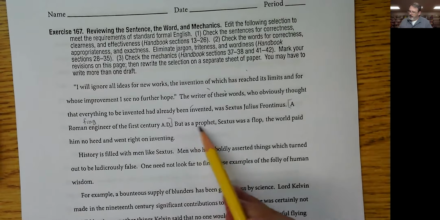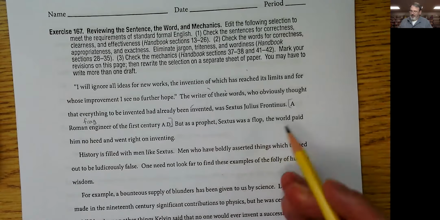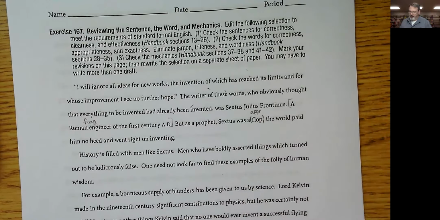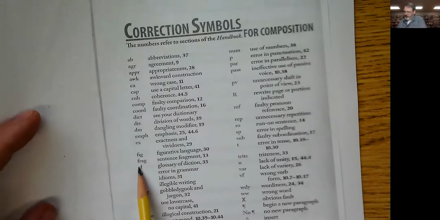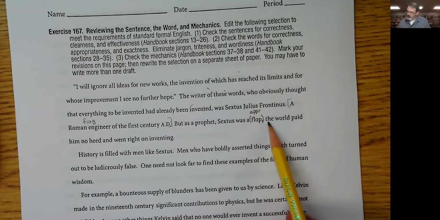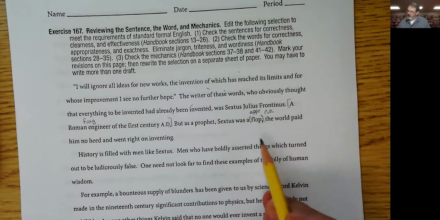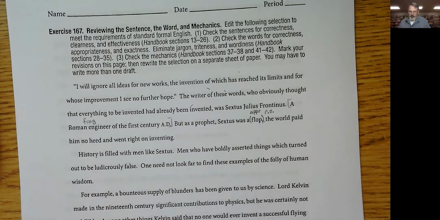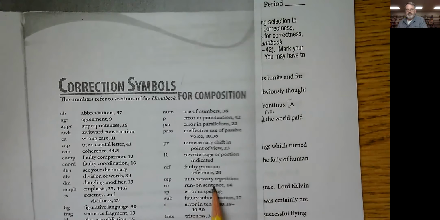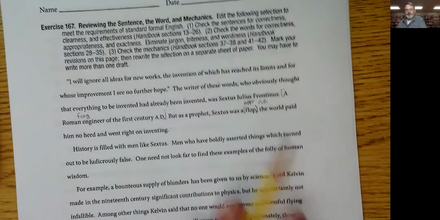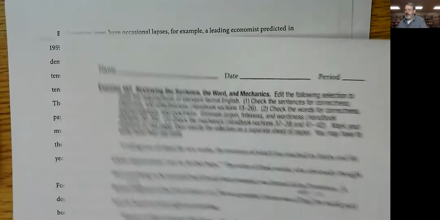Okay? Now, but as a prophet, comma, Sextus was a flop. Okay, this, a flop, is not appropriate for formal English. So we put appropriateness there, which is on our list. So there's appropriateness, there's fragment. But as a prophet, Sextus was a flop. And then that should be a period there, because otherwise this is a run-on. The new sentence should start here. The world paid him no heed and went right on inventing. So RO means run-on sentence. Okay, so you take that list, this correction symbols list, you go through all of this, all the way through the end of this page and the next, and make all the corrections necessary.